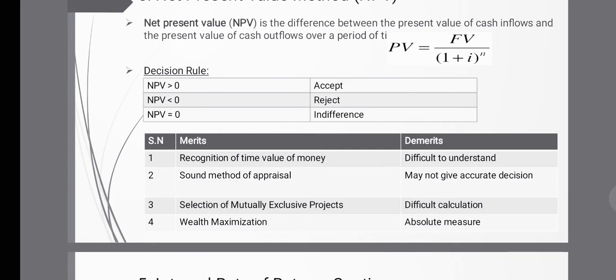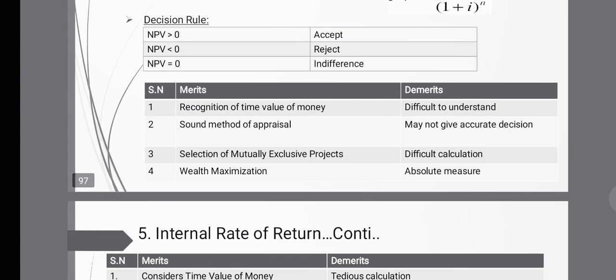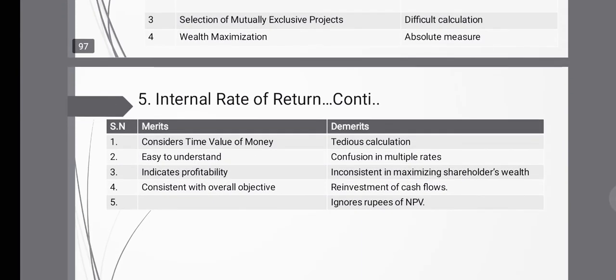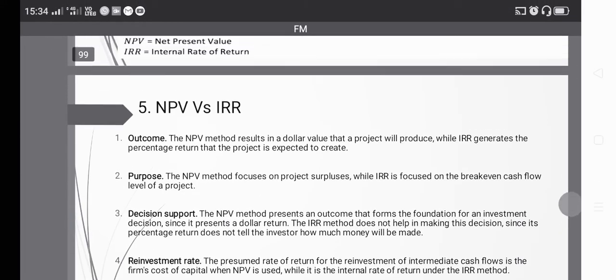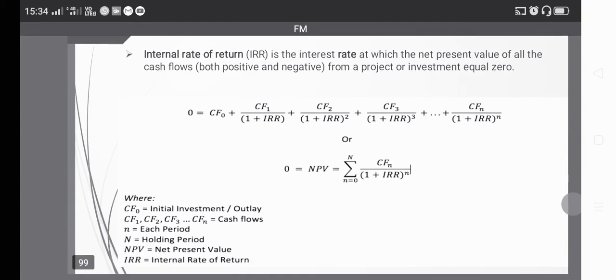Demerits: it is difficult to understand because discounting and tedious calculation are involved. It may not give an accurate decision because of IRR. If we compare this with IRR, then IRR gives you a better picture than NPV. Difficult in calculation and absolute measure. It is an absolute measure. Now let us go for IRR.